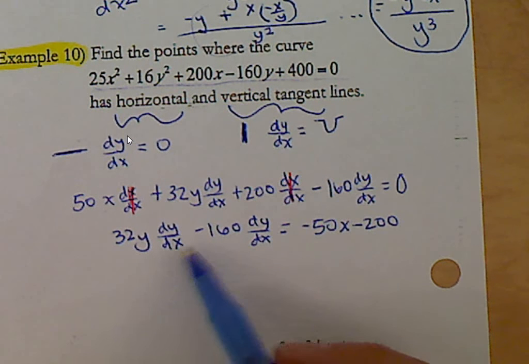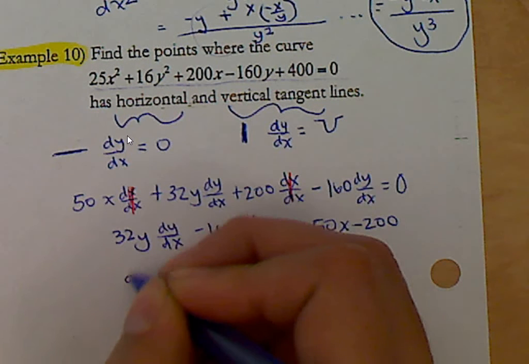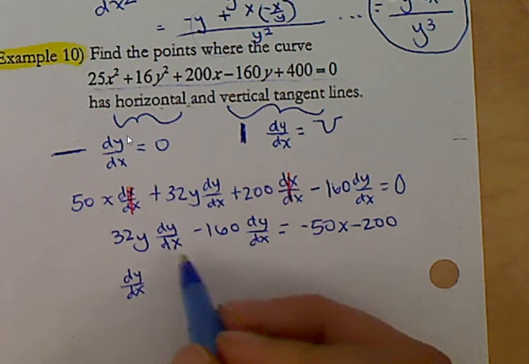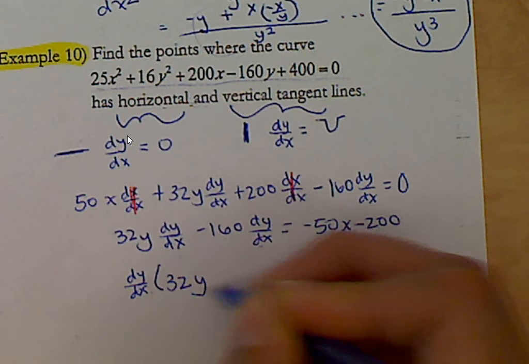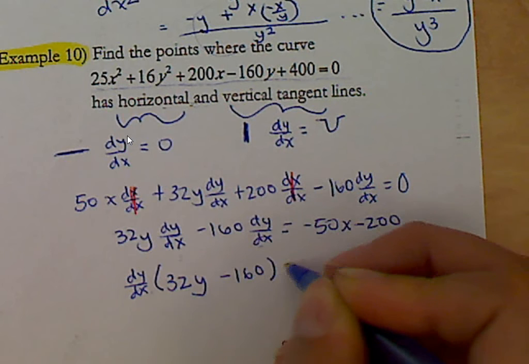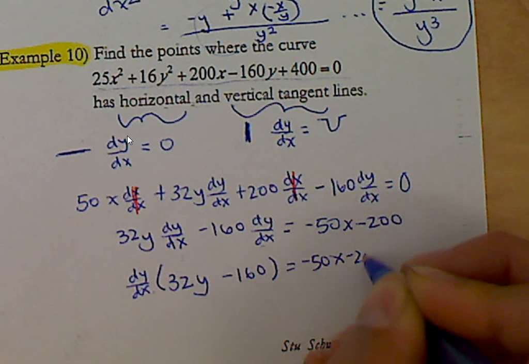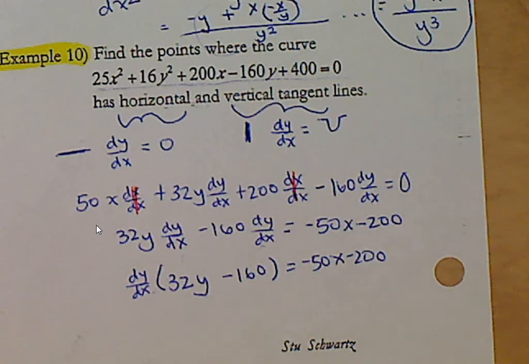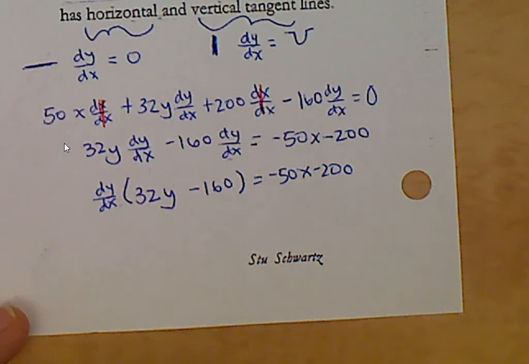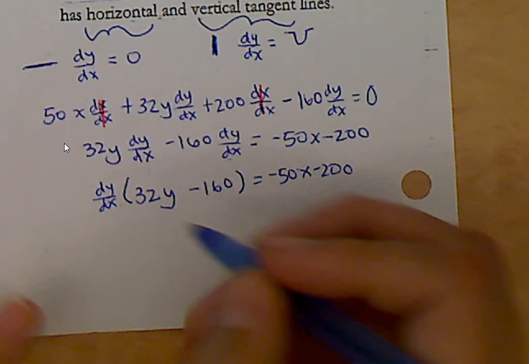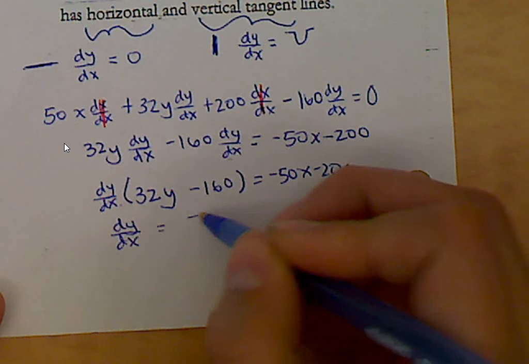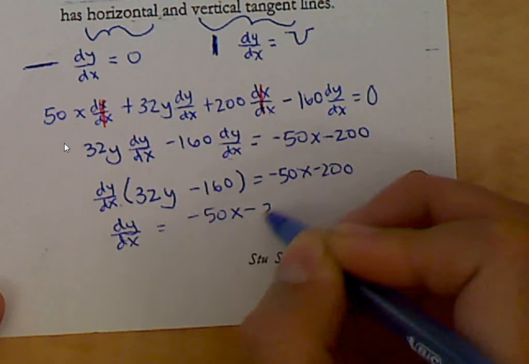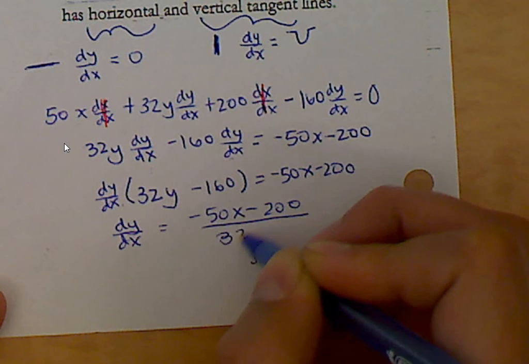Then I'm going to factor out my dy dx so that I don't have 2, I just have 1. So I factor it out. I'm left with 32y minus 160 equals negative 50x minus 200. And then finally I divide by 32y minus 160. So dy dx will equal negative 50x minus 200 divided by 32y minus 160.